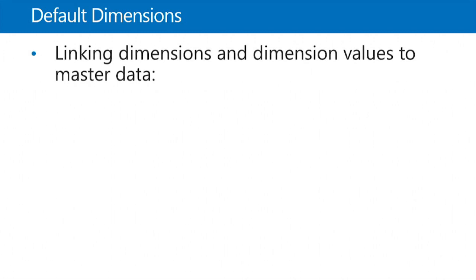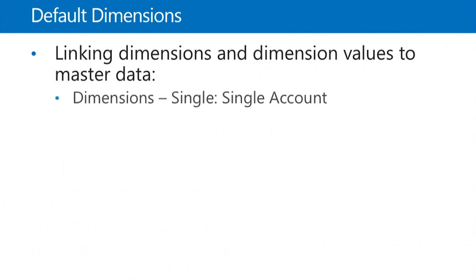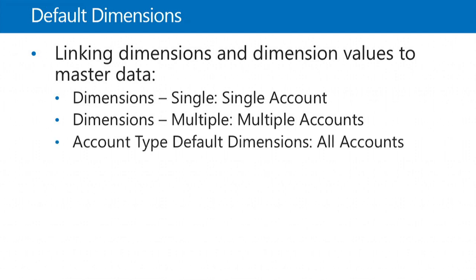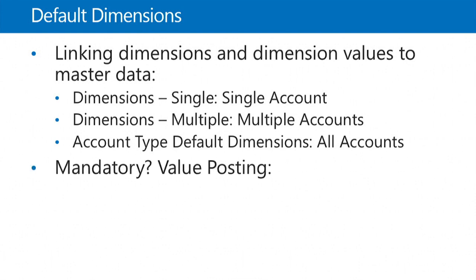So with default dimensions, we will link dimensions and dimension values to master data. We can do this to a single account, as I will show you, but you can also do this to multiple accounts. And you can even link default dimensions to a table, which we call the account type default dimensions. Now, one of the interesting things on this function is that you can not only link dimensions and dimension values to master data, but you can also make them mandatory if you want. And that's something that we can do with the value posting field.